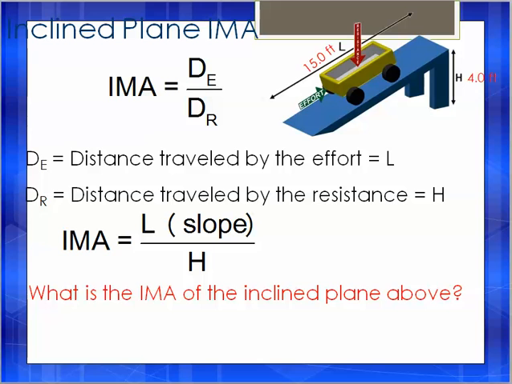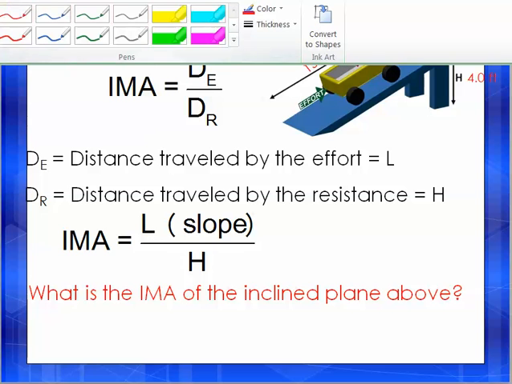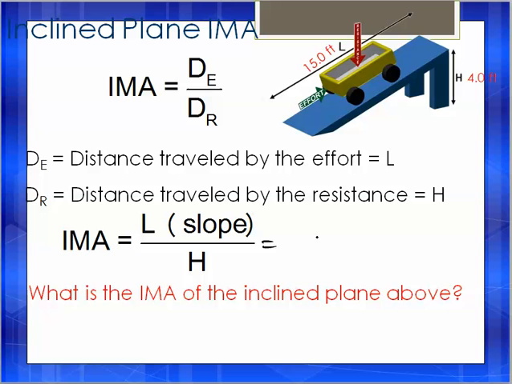Inclined plane mechanical advantage. It's still dealing with distances. It's ideal. The difference here is the distance of the effort is the slope, and it's the length here. So in this case, the slope is 15. The height is 4, so it would be 15 divided by 4, which turns out to be 3.75. That is the ideal mechanical advantage of the above plane.